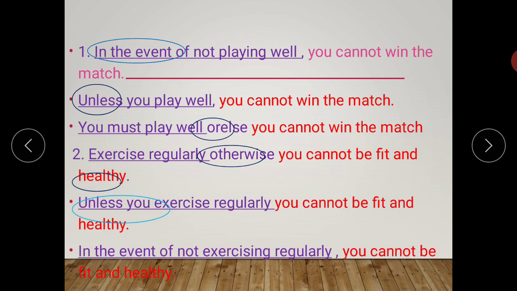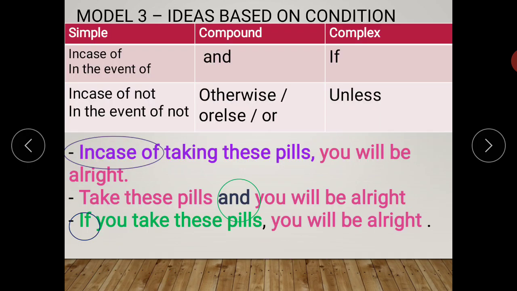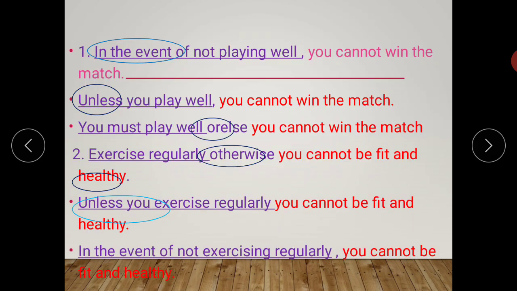So the first sentence is a simple sentence. How do we know? In the event of not playing well is a phrase. You cannot win the match is a main clause. So this is a simple sentence. You can see in the event of not is in the simple clue. So what we need to add as coordinating conjunctions in a compound sentence is otherwise, or else, or, because in the event of not is in the negative form. Okay, let's see.